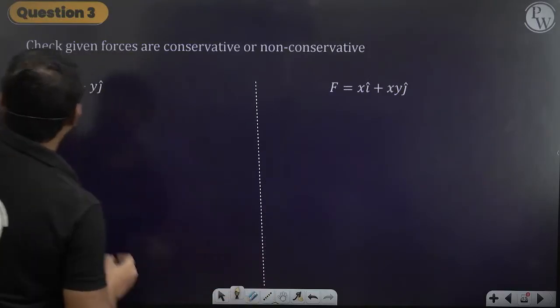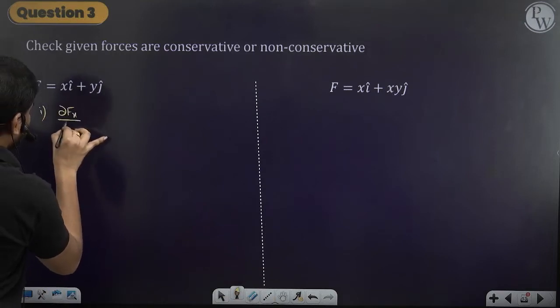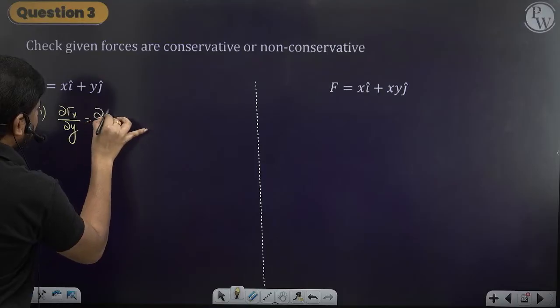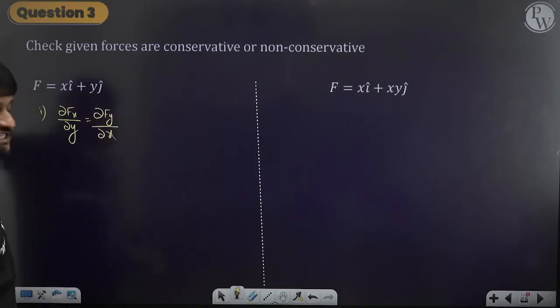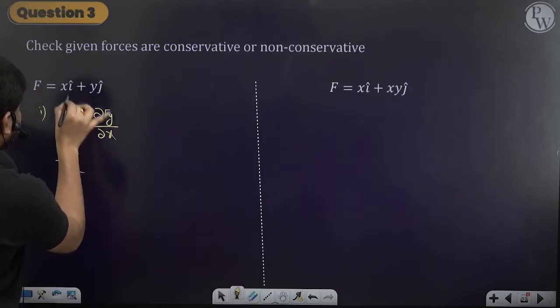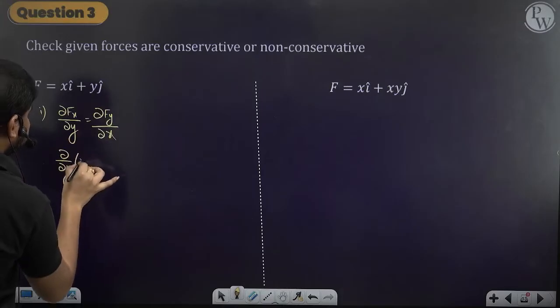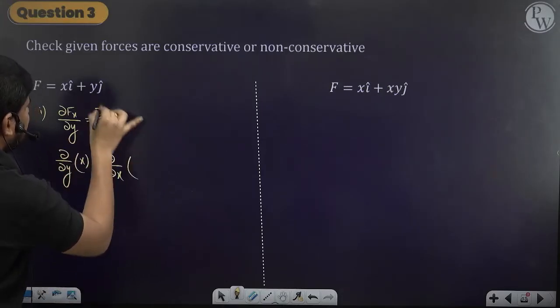So let's see. First thing, dou fx by dou y is equal to dou fy by dou x. Check whether this condition is getting satisfied or not. Dou by dou y, what is the force in the x direction? The x direction force is x, equal to, so dou by dou x of, what is the fy?